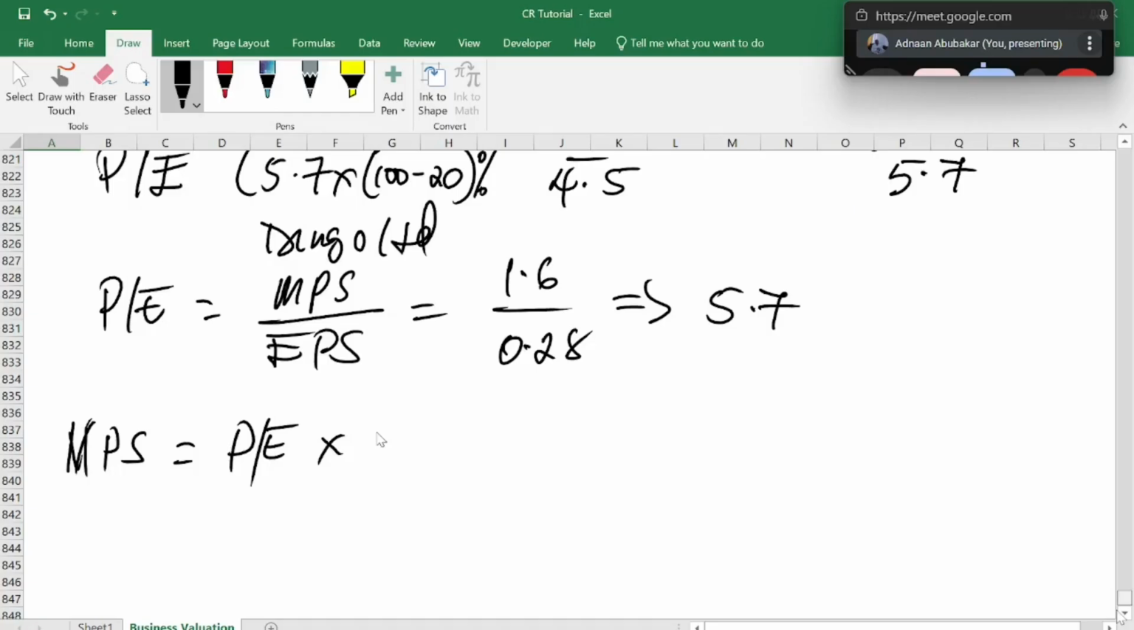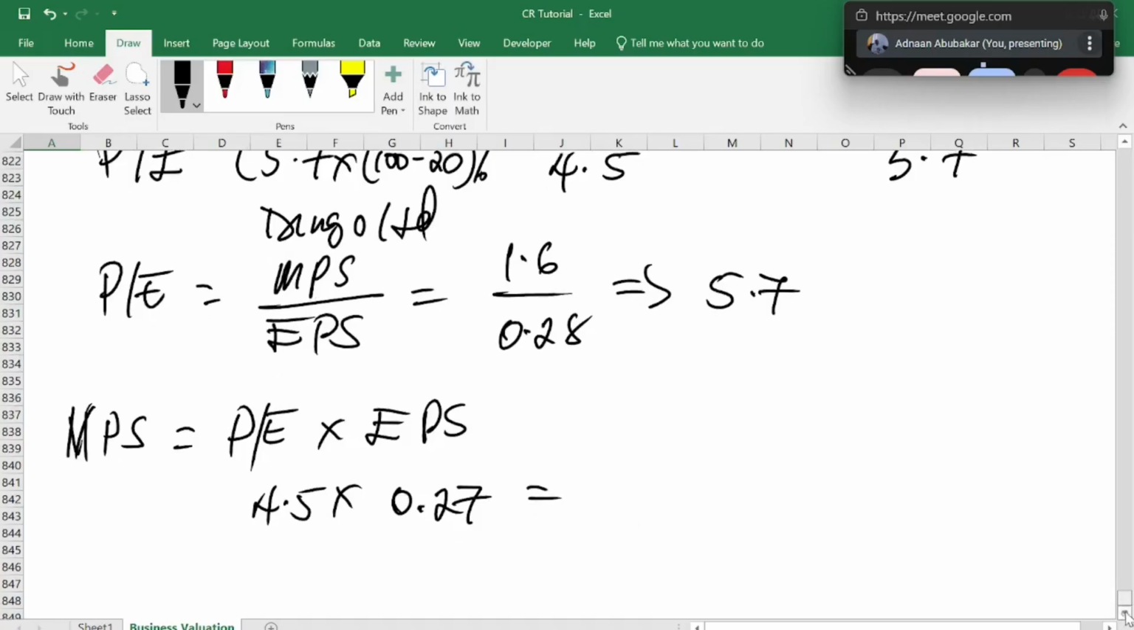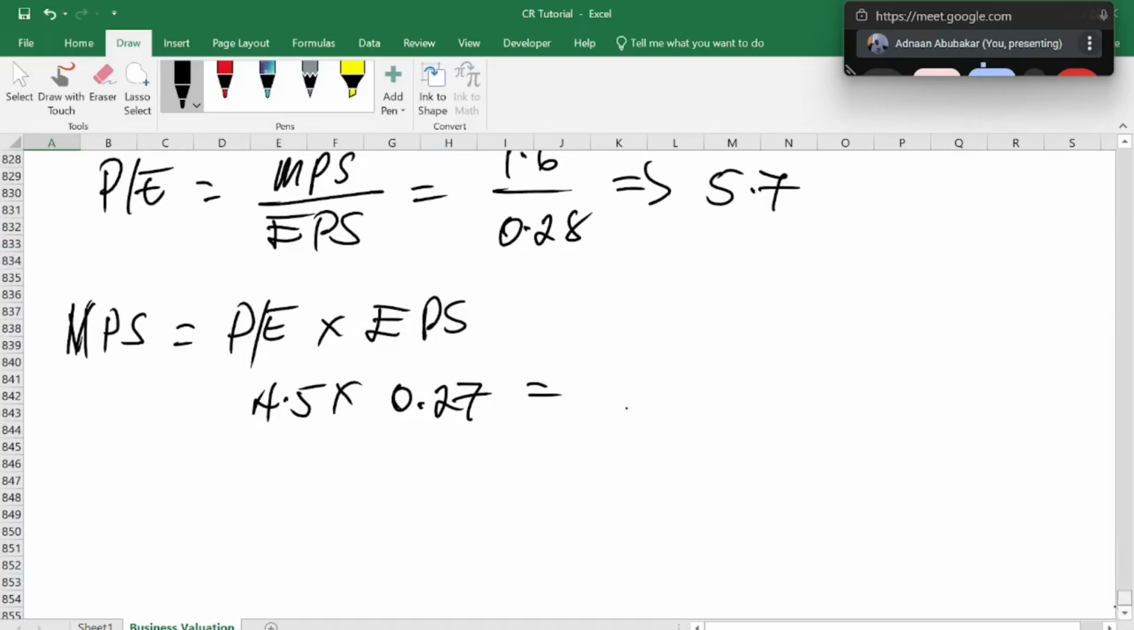Multiplied by what? Earning per share. So here you can comfortably have your figures. How much is the PE? The PE is 4.5 multiplied by earning per share. The earning per share is what we have calculated, 0.266, so 0.27. When you multiply, what do you have? 1.22.